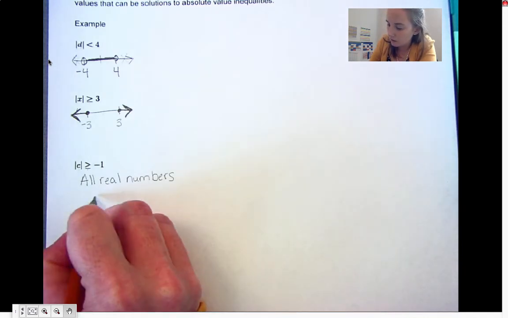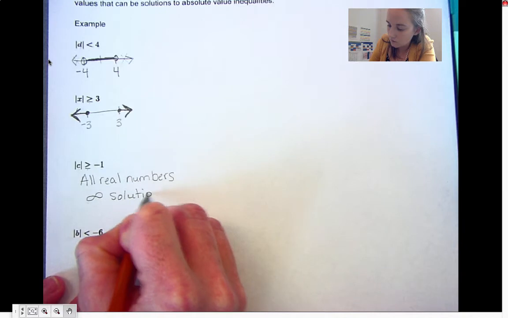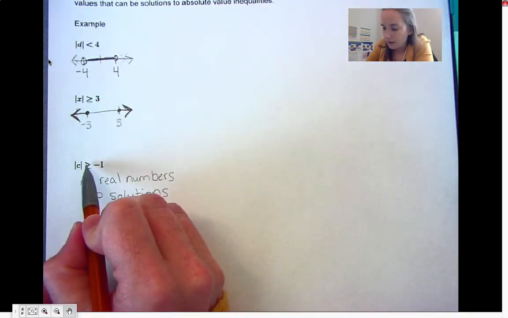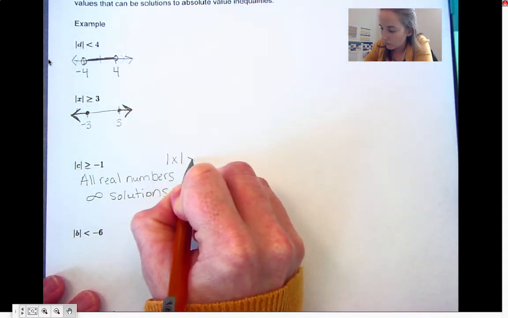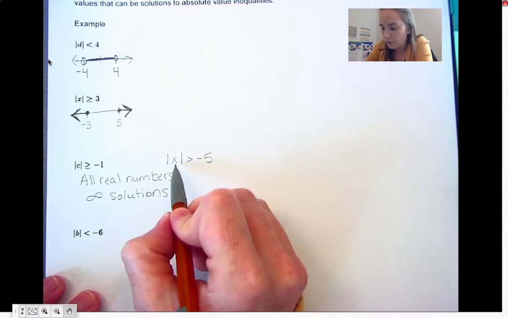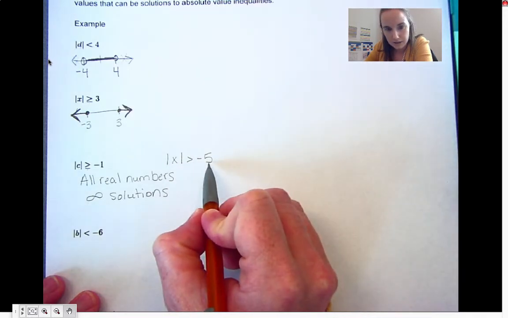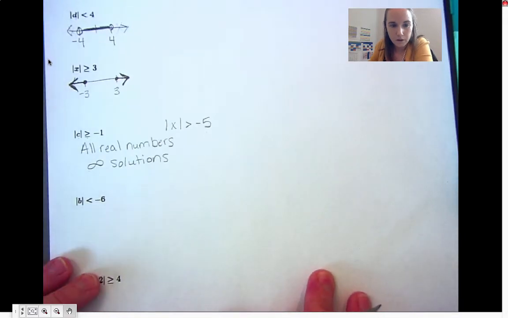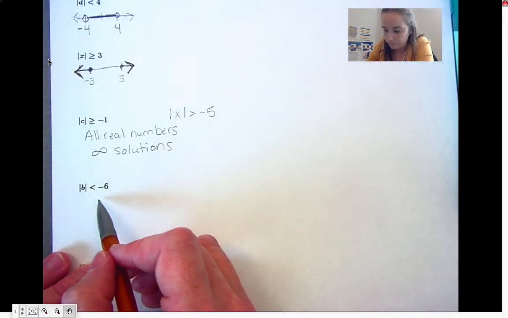You could also say infinite solutions. If it has just greater than, so the absolute value of x is greater than a negative 5, well, it's always going to work because the absolute value of whatever you're taking here is always going to give you something greater than this negative value. Okay? The opposite is true for less than.